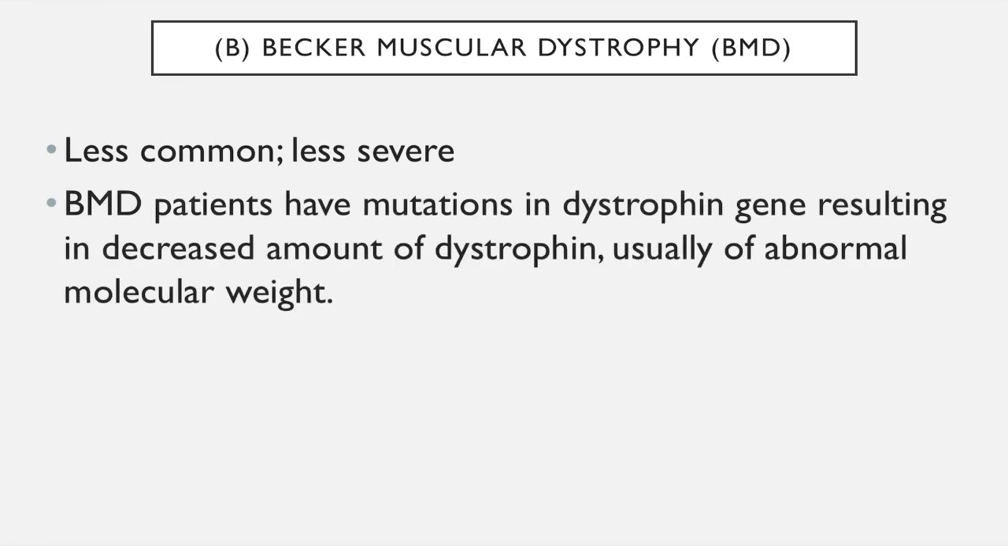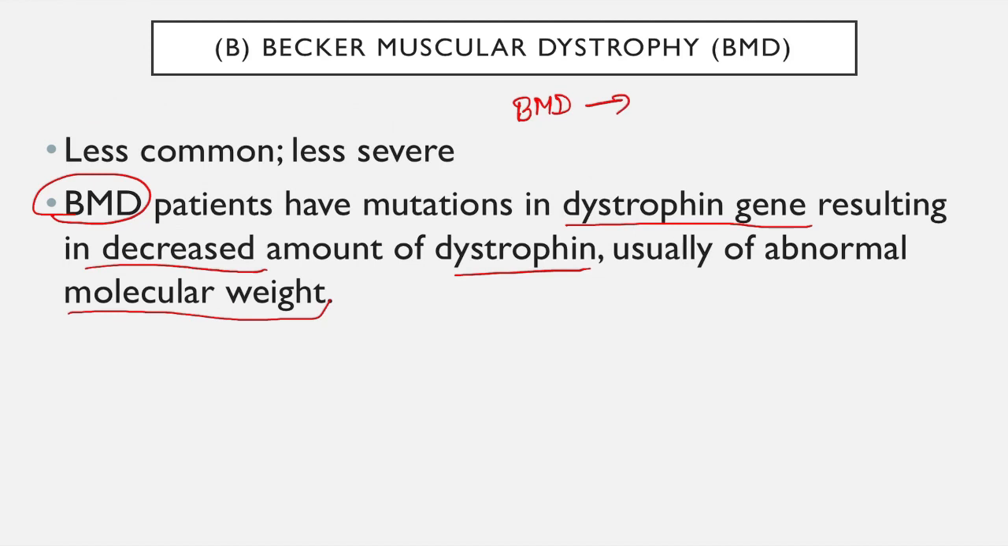Now the second one is Becker muscular dystrophy, also called BMD in short form, which is less common and less severe. BMD patients have mutations in the dystrophin gene resulting in decreased amount of dystrophin, usually of abnormal molecular weight. In BMD, the dystrophin is either reduced or has abnormal molecular weight, but in DMD, the dystrophin is absent.